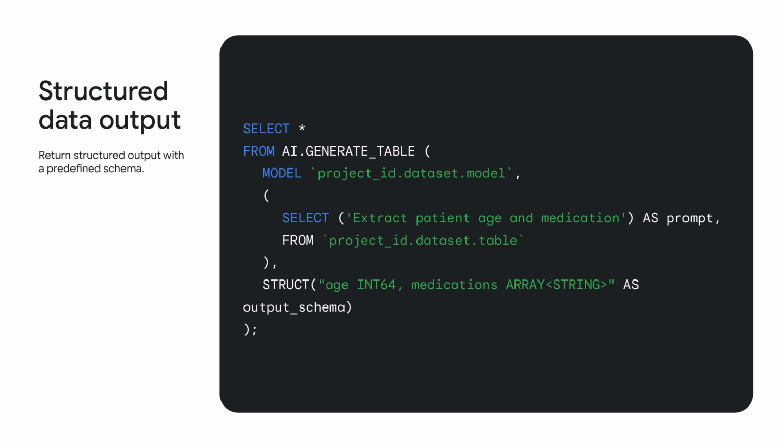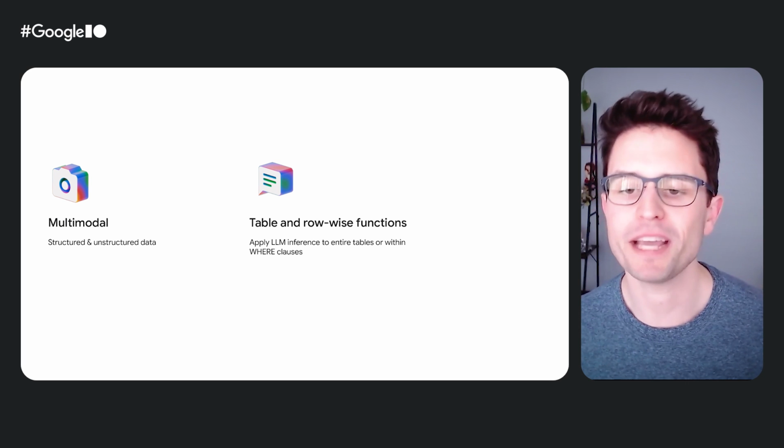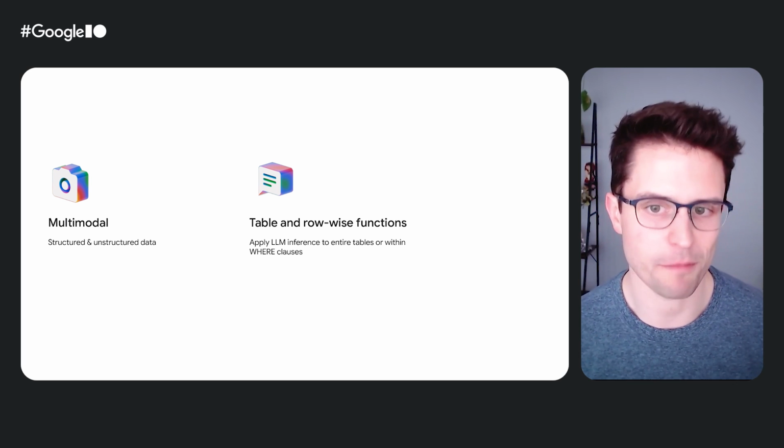We're also very excited to announce structured data output in BigQuery. In many scenarios, you'd want to return specific fields and data types back from your large language model so it matches a certain schema. You can now define the output schema in the query and return the columns you ask for. BigQuery also works with multimodal data.